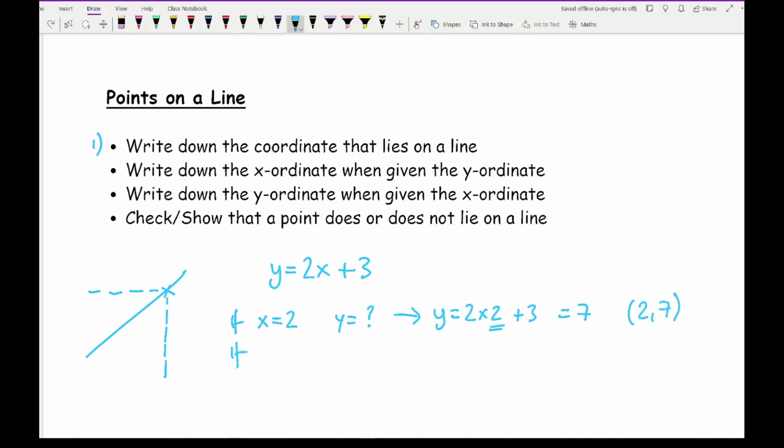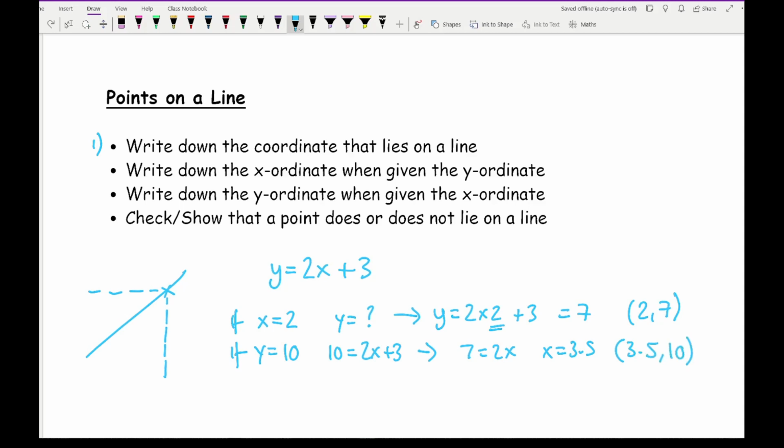If you're given y, so let's say y equals 10, then all I'm going to do is substitute 10 into this, which then becomes an equation, which again is a previous topic that's already been mentioned. And then we just go on and solve this. So I've got 7 equals 2x, so x equals 3.5. So my coordinate is 3.5 and 10.